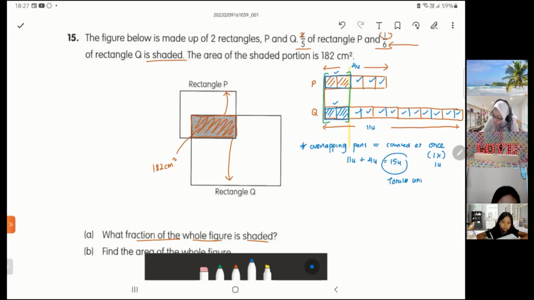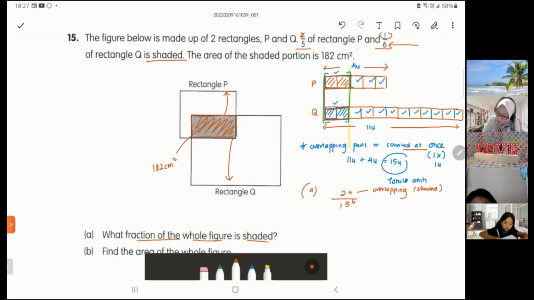Now my shaded part, how many shaded parts are there? Just like I mentioned just now, counted as once. So this is 1 unit. This is 2 units. So 2 over 15 is shaded. Get it? This is the answer for part A. Okay, now find the area of the whole figure. So this is a unit, this is a unit. This is my overlapping. And I know that overlapping is known as the shaded, which is 182.